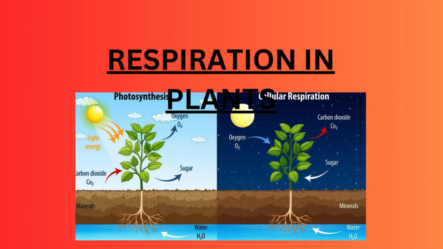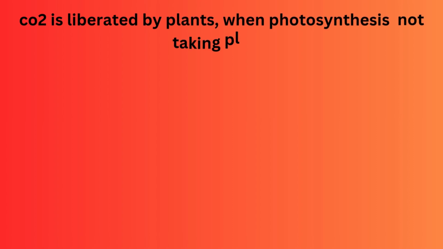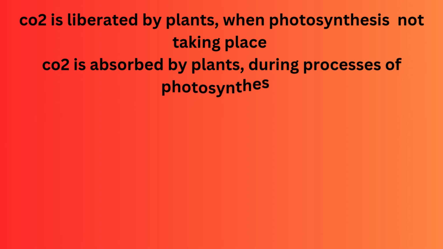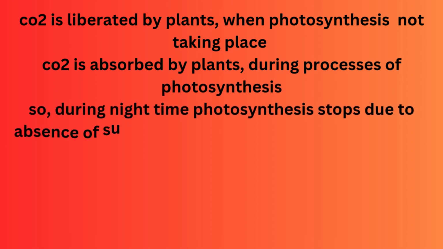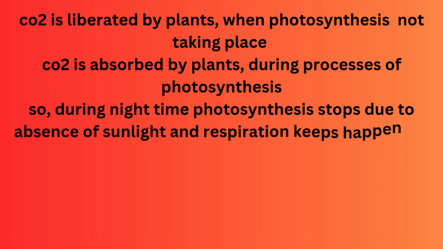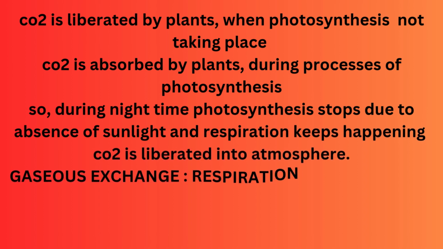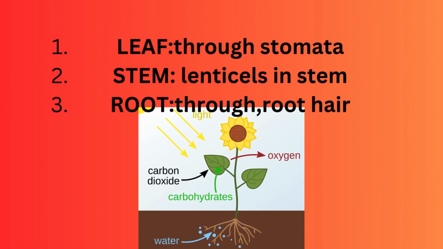Respiration in plants. CO2 is liberated by plants when photosynthesis is not taking place. CO2 is absorbed by plants during the process of photosynthesis. So, during nighttime photosynthesis stops due to absence of sunlight, and respiration keeps happening. CO2 is liberated into the atmosphere. Gaseous exchange: respiration can occur in 3 parts of a plant. From leaf, through stomata; stem, through lenticels in stem; root, through root hair.